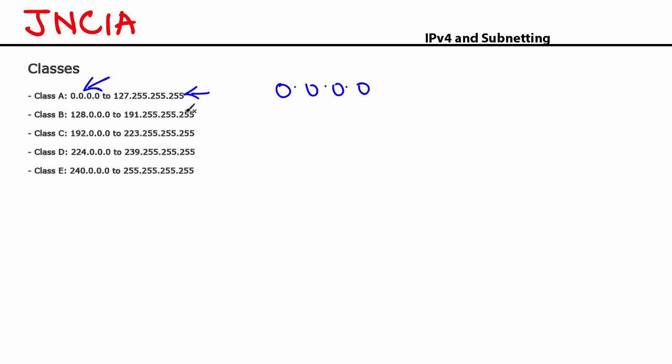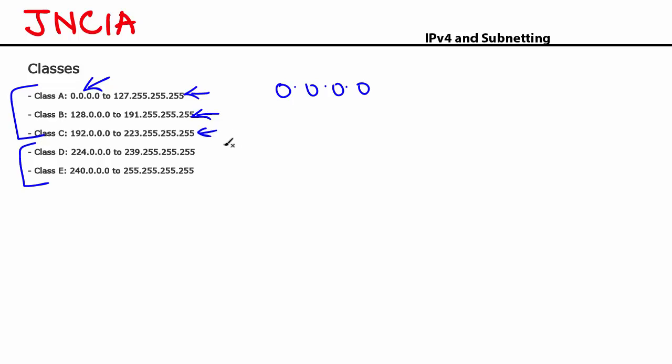Class B starts from 128.0.0.0 all the way up to 191.255.255.255. Class C starts from 192.0.0.0 all the way up to 223.255.255.255. Class A, B, and C are what you use for assigning to network devices, to computers. Classes D and E are reserved.